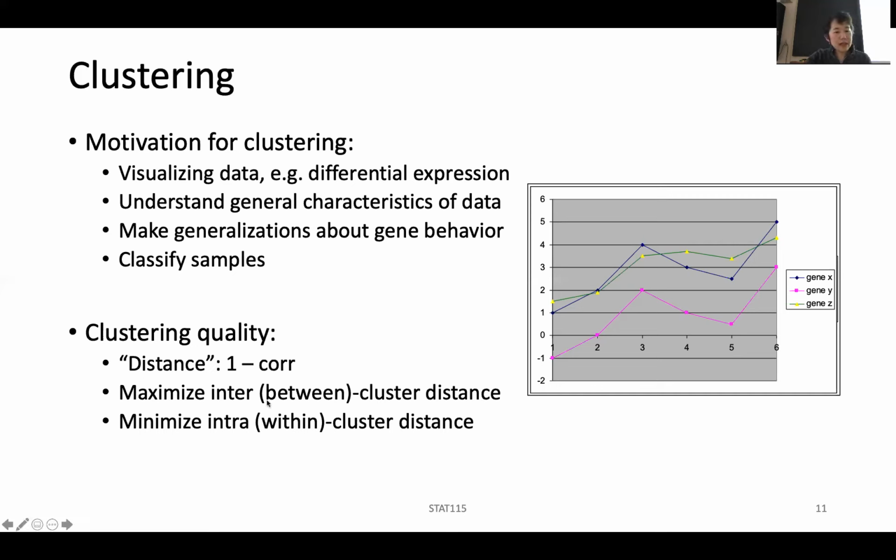And in order to decide whether you are doing a good job clustering the samples, the goal is that we want to maximize the between-cluster distance. You want different clusters to be as different as possible, but within a cluster, the samples or genes to be as similar to each other as possible.